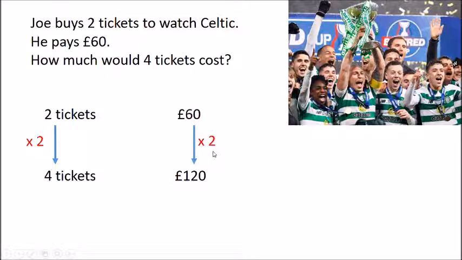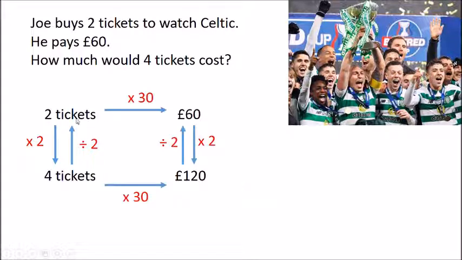These multipliers are the same because these two amounts are in proportion. So it's not only in this direction that these multipliers will be the same. What about if I do it backwards? So to get from 4 tickets to 2 tickets, well, I've halved it. And to get from £120 to £60, I've halved it. Okay, so it's not just up or down in this diagram that this works.